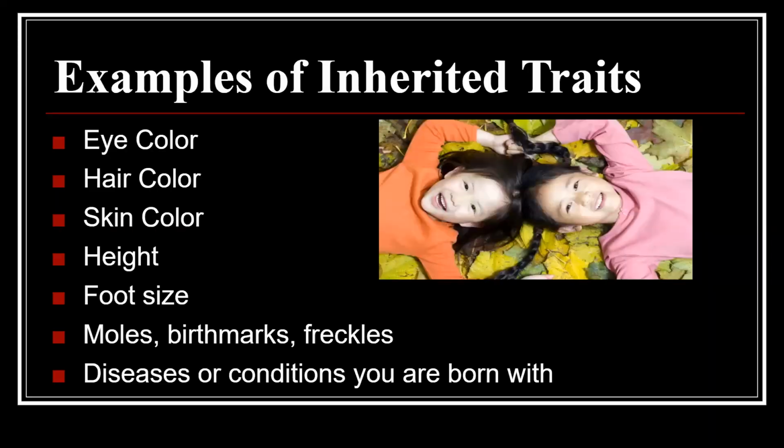So here are some examples of inherited traits. These are the traits, again, that you get from your parents. Your eye color, your hair color, your skin color, your height, your foot size, whether you have any moles, birthmarks, or freckles, and any diseases or conditions that you were born with.